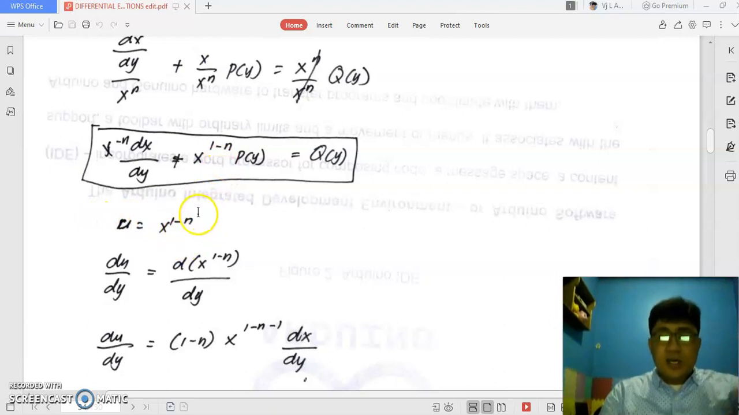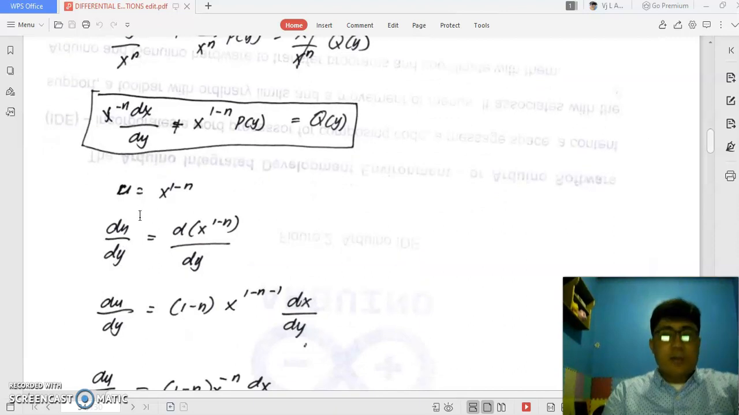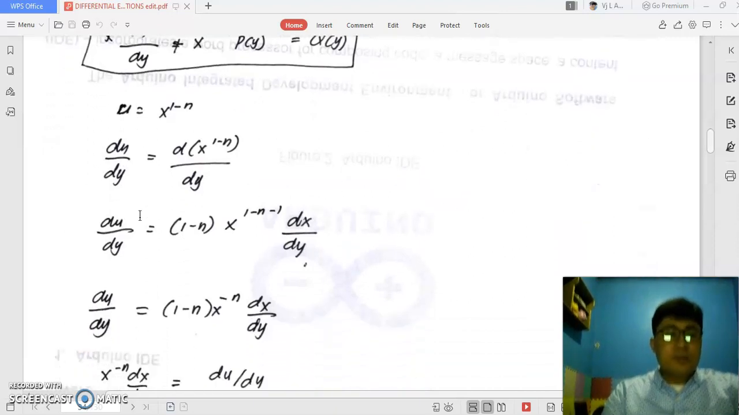In Bernoulli in y, we name it as m. So here, we just name it as u so that we are not confused if that is Bernoulli in x or Bernoulli in y. So if you are comfortable with using your m, you're free to use variable m.